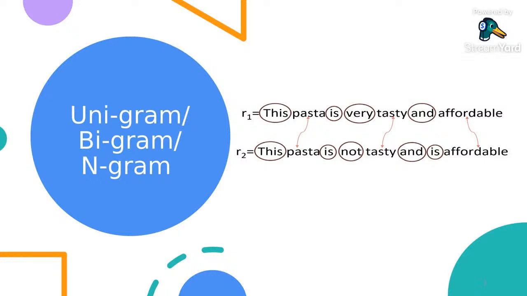If you consider these two sentences, very is also one of the stop words. So if you remove the stop words from these two sentences, what is left? In sentence 1: pasta, tasty and affordable. In sentence 2: pasta, tasty and affordable. The sentences are exactly opposite, where one says very tasty and the other says not tasty. But after removing the stop words, the sentences are the same. That is actually not acceptable.